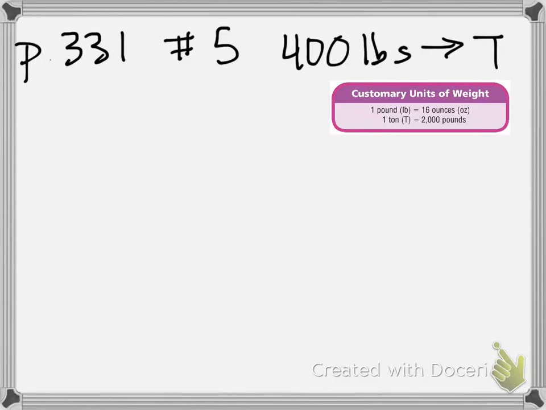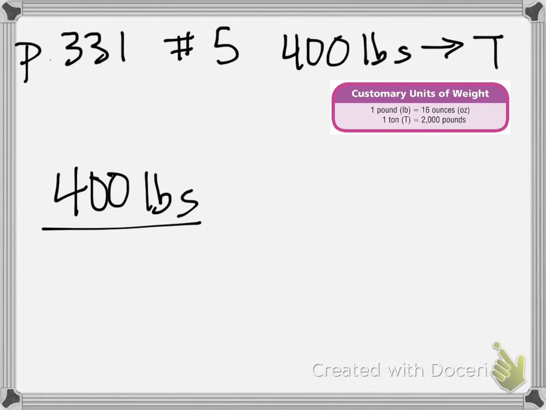Alright, for the last examples, let's take a quick look at lesson 6.3. Alright, so let's turn to page 331, and we're going to try number 5. It's going to be the same method. We're still going to try to use dimensional analysis in converting these units, but this time it's going to be mass instead of capacity. Alright, so on number 5, we have 400 pounds, and we're converting that to tons. So if we have 400 pounds, we're going to write that as a fraction, so 400 over 1.